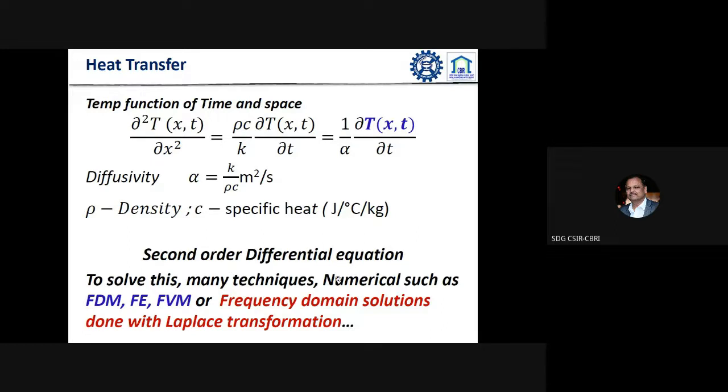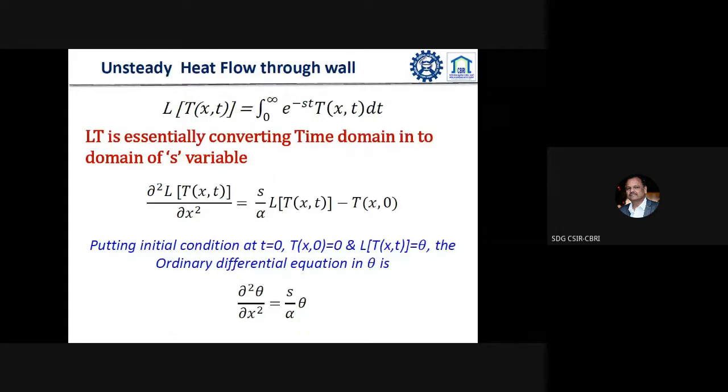In order to do this, there are many numerical techniques available: the finite difference method, the finite element method, and the finite volume method. In this presentation, I am presenting the frequency domain solution, which is done with the Laplace transformation. So in order to find the unsteady heat flow, the Laplace function is used.